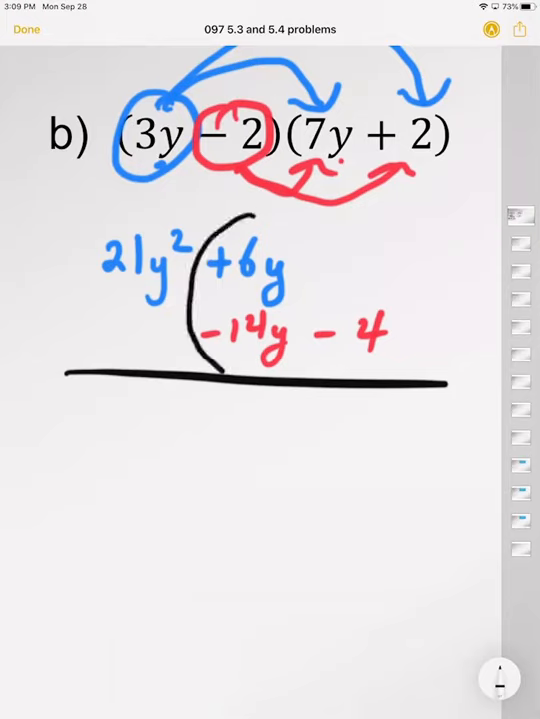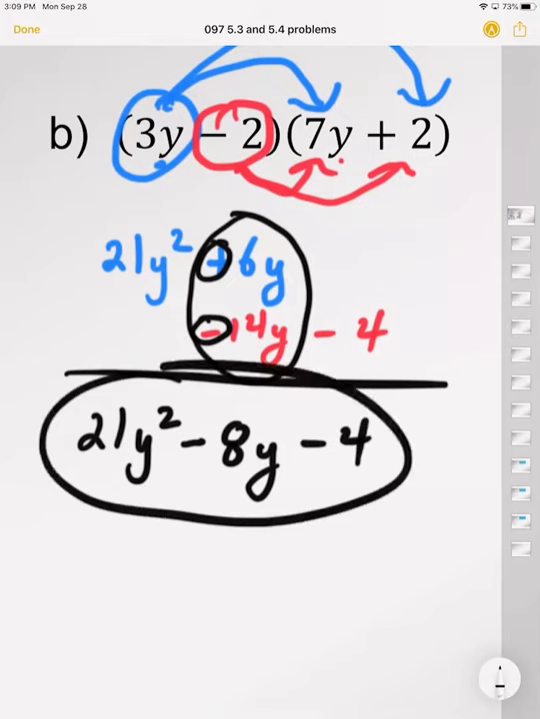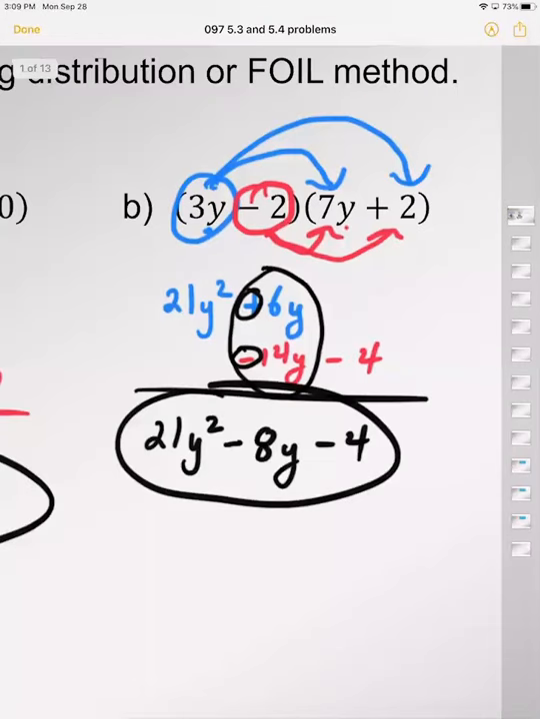The only thing we need to do after this is combine like terms, and the like term here will be my y. So my lonely y squared, I bring it down, which is 21y squared. A negative and a positive, I need to subtract. 14 take away 6 will give me 8. Bring down my y. And again, the sign of the larger number is negative, so my 8 will be negative. Bring down my lonely 4, and you can see this will be your answer for the B question here.